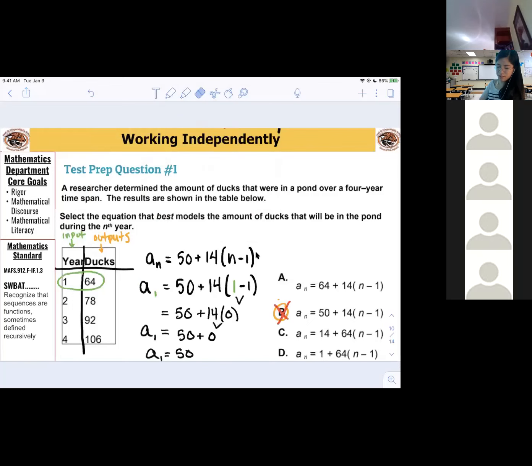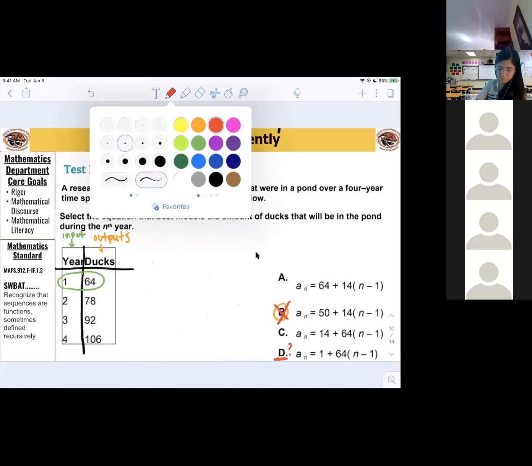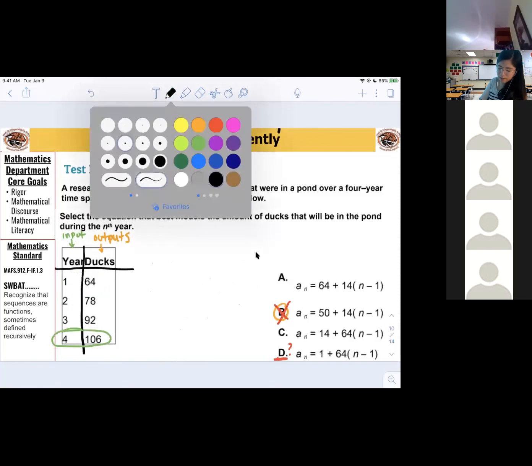Somebody give me a different one to test. D. All right, let's try D. So I already eliminated answer choice B. Now I'm going to try out answer choice D. Should I use the same numbers or would anyone like to test using different numbers? 4. Okay, sounds good. So remember, you can pick any pair of numbers. So for this one, we're going to use 4. And when I plug in 4, I should get 106.